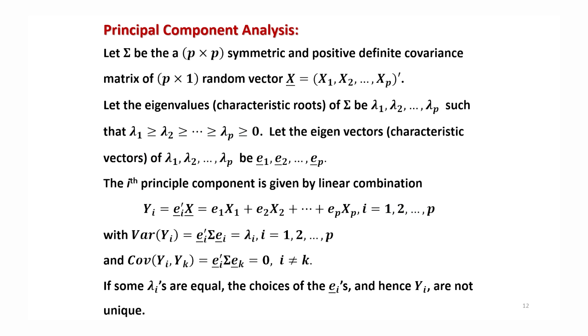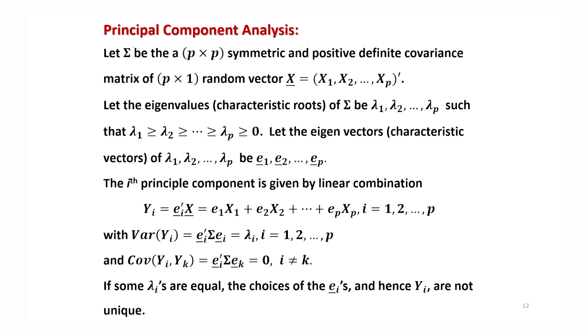Now it is very easy to find out. I have given you the basic definition of the principal component. Now I am going to find the characteristic roots of the sigma matrix and the corresponding characteristic vectors. So I am going to find the eigenvalues and eigenvectors of the covariance matrix sigma, and then I will associate them with the principal components. Let us try to understand how.